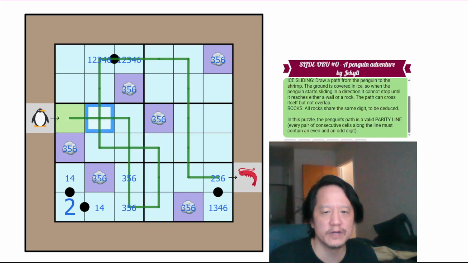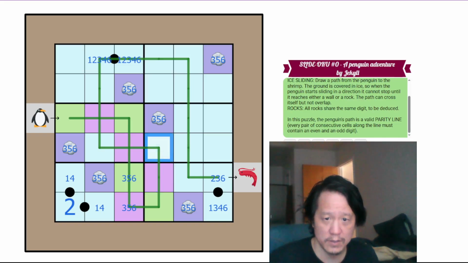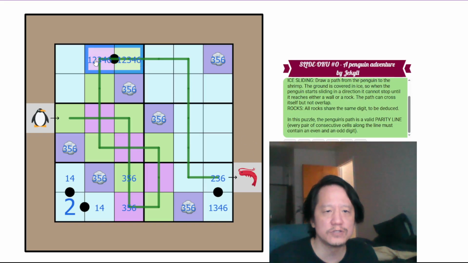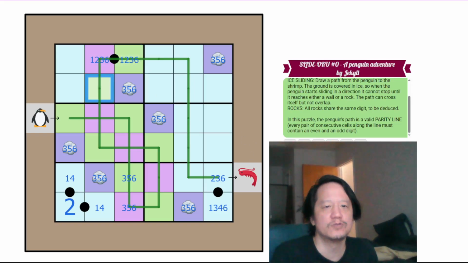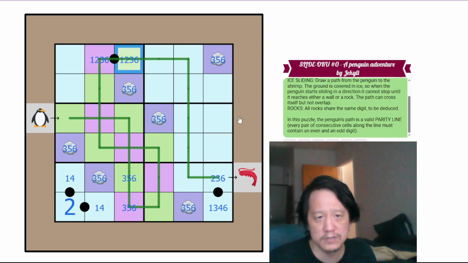So we'll mark them as green and pink. Therefore, that's green. This is pink. That's green, pink, green, pink, and so on. So this cannot be 2 and 4 as a pair. It's 1 and 2 or 3 and 6.